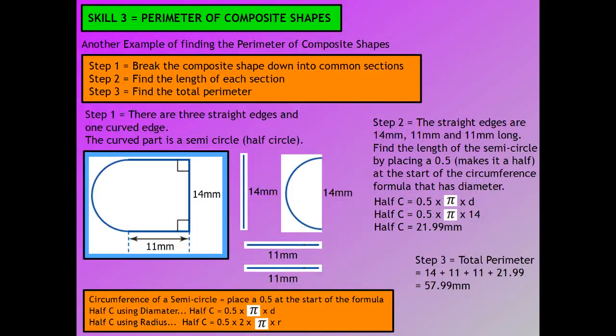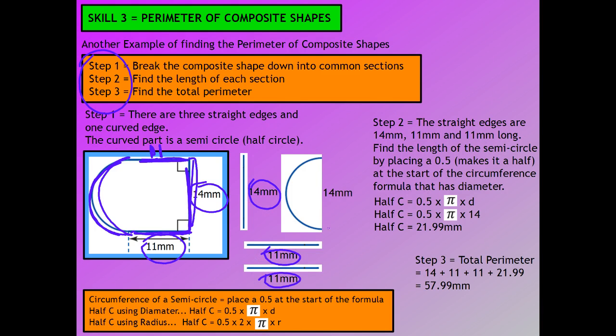Here's a second example, finding the perimeter of a composite shape. We're going to follow the exact same 3 steps. We've got a straight edge here, a straight edge here, which is a bit longer, another straight edge up the top, and a curved semicircle. We can safely say that we've got 14 on the right, 11 at the bottom, which also means we'll have 11 at the top, and a curved section, which we're not sure about. Here's the 14, and here are the 2 11s.